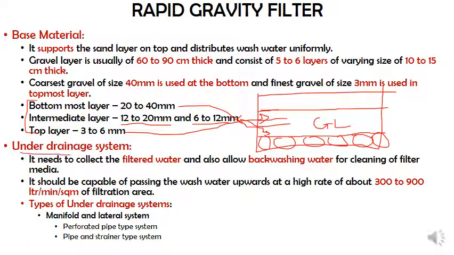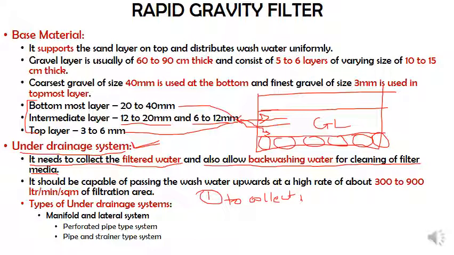Now regarding the under drainage system, when I compare this with the slow sand filter, this under drainage system has one more major work. I'll tell you about that. It needs to collect filtered water, that is the first work, and also allow backwashing for clearing of the filter media. So basically here the under drainage system does three works. The first one is to collect filtered water.